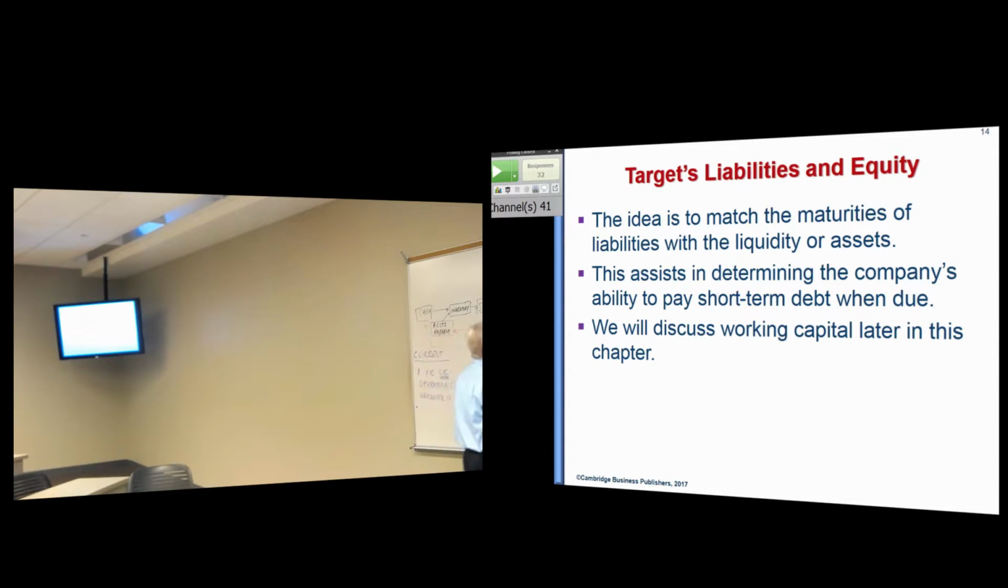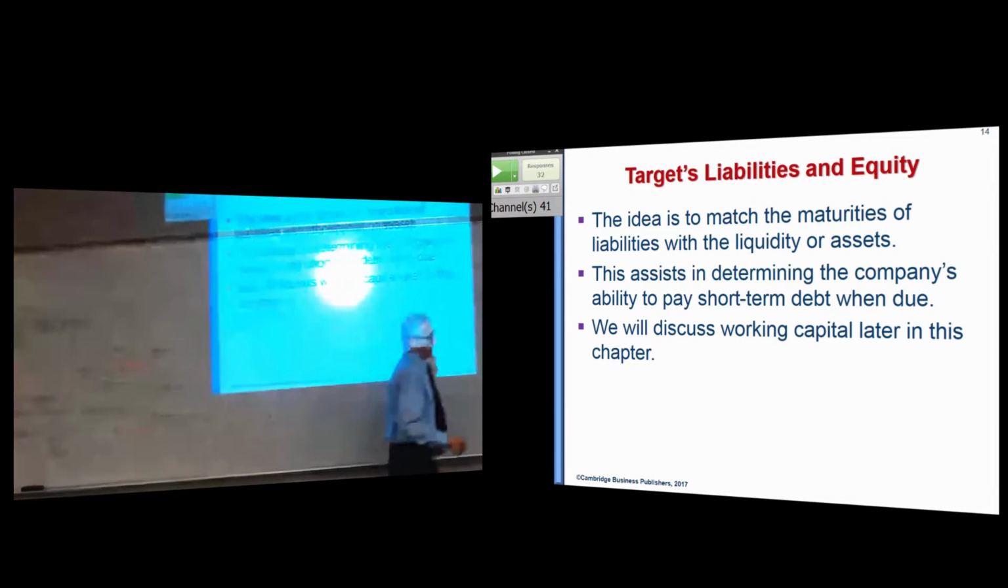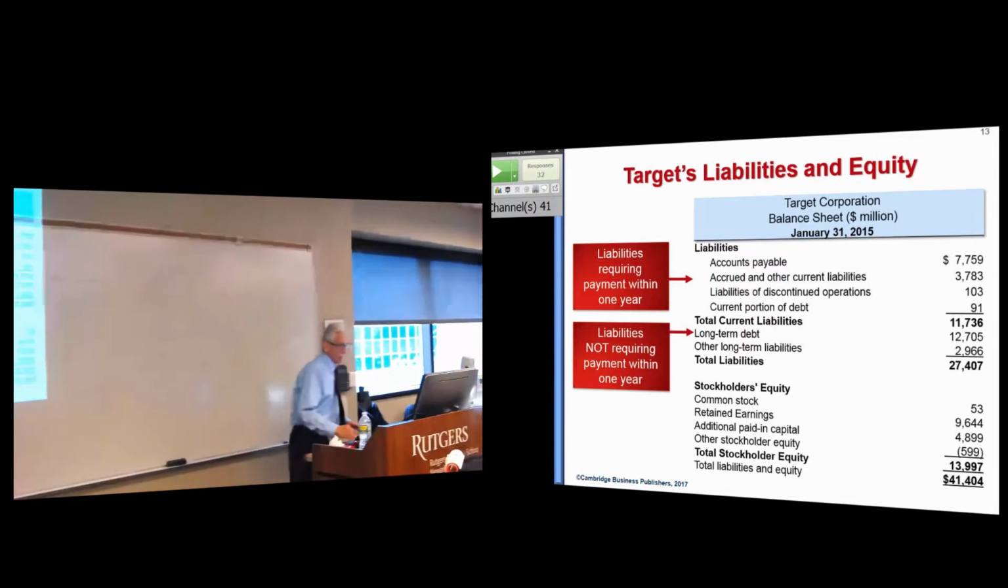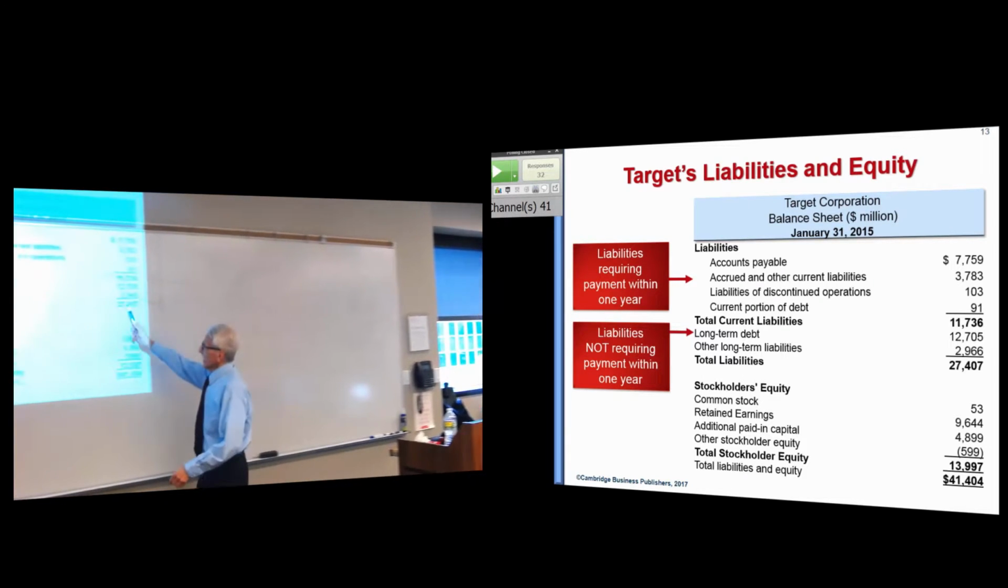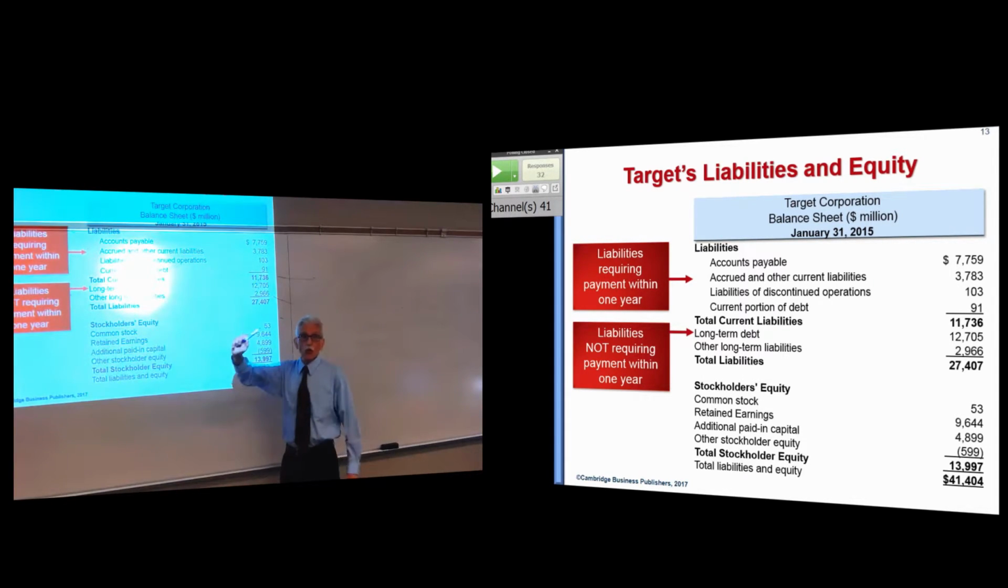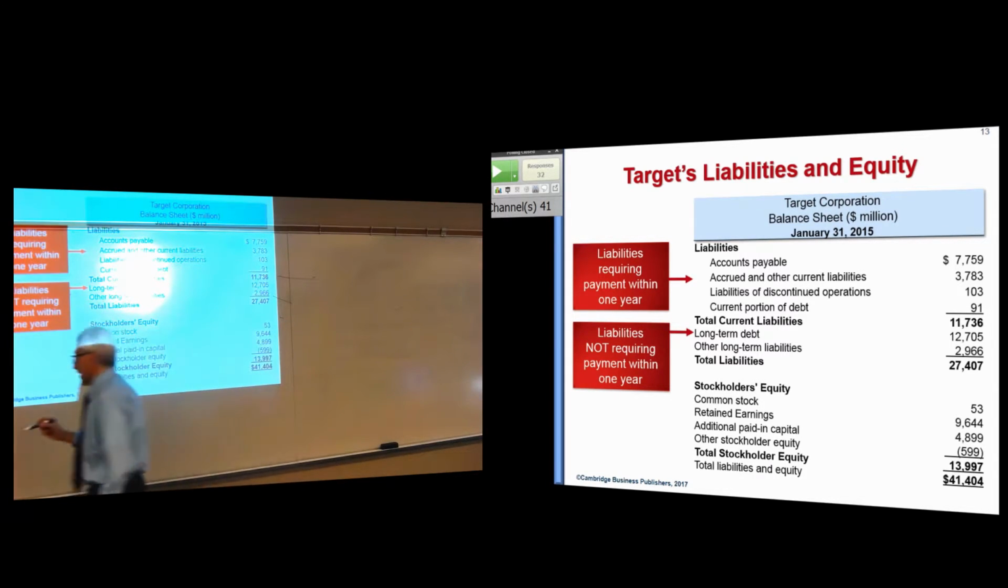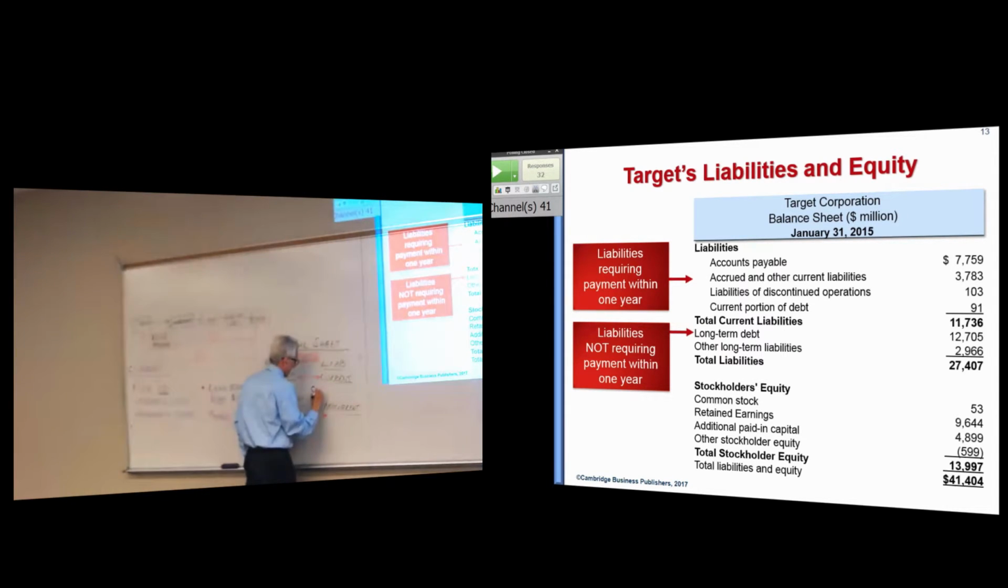Yeah. So let me go back to the Target statement. You notice in their current liability section, they have $91 million of the current portion of long-term debt. So in here, you have the current portion of long-term debt. Sorry that I'm squeezing this in, but that's 1,000. And long-term debt is 9,000.